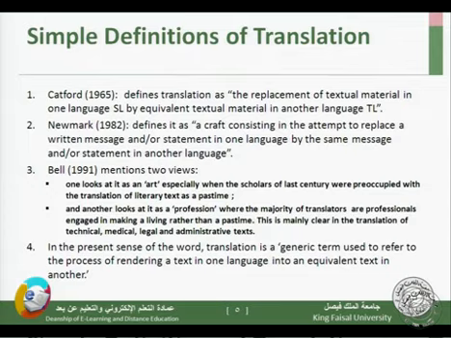Now, there are so many definitions of translation, and translation has gone through so many developments in theory and practice. What I've done, I've given you first some simple definitions of translation, and then we build on that. I have selected about three or four simple definitions.